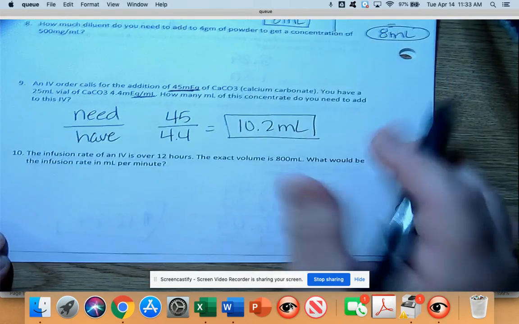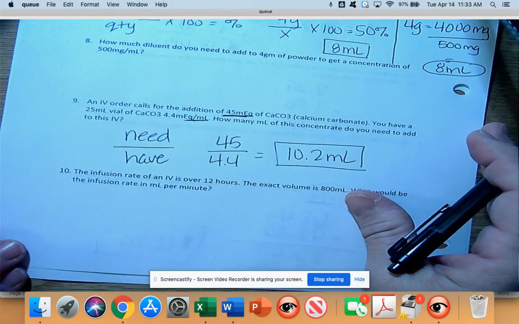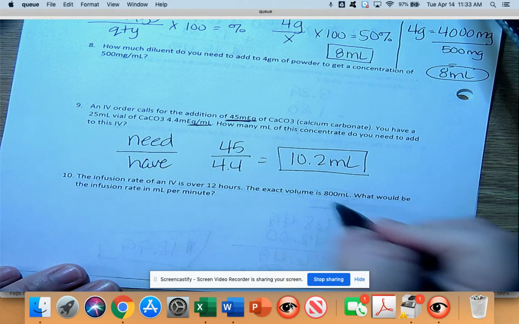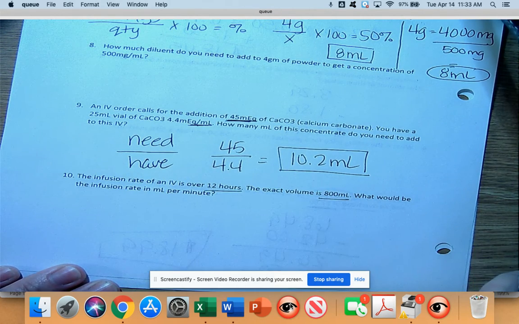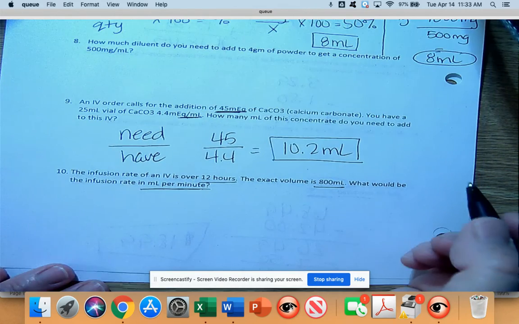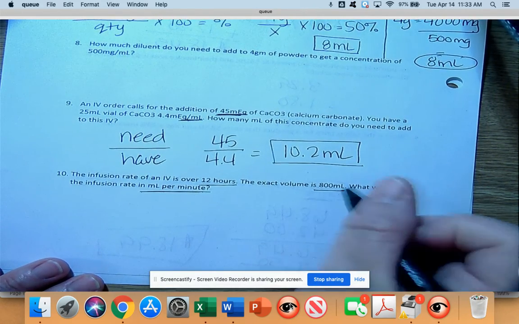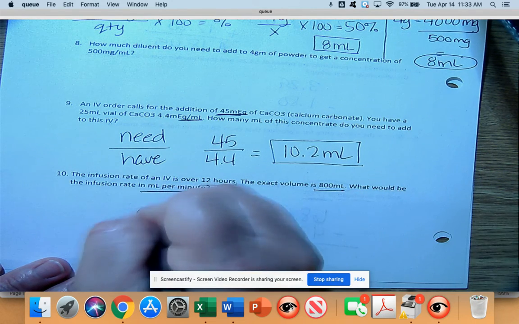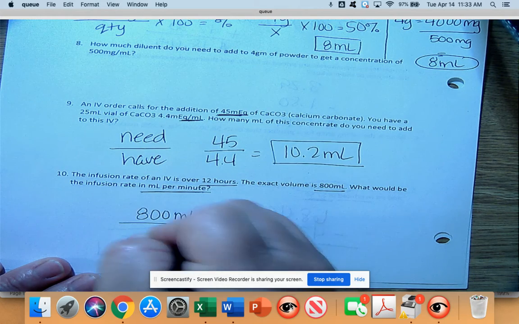Number 10 is an infusion rate. So we've got an infusion rate of an IV. It's going to run for 12 hours. My volume is 800 milliliters. It wants to know the infusion rate in milliliters per minute. So there's a couple ways you can do this. The first thing, let's get it to milliliters per hour. So we've got 800 milliliters, and we're going to run it over 12 hours.